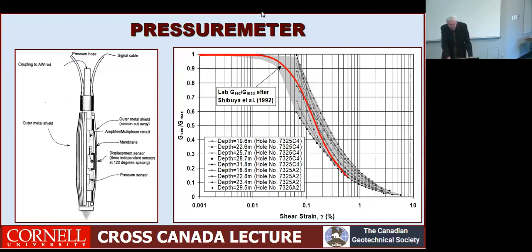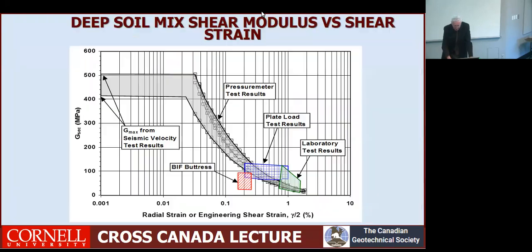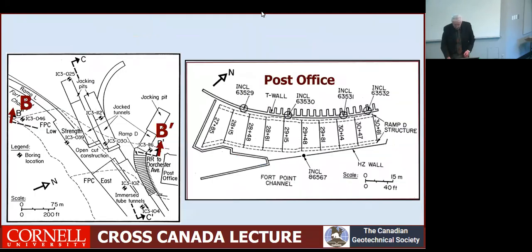And when you compare this with the G/Gmax curves established in the laboratory, if we convert the lower one, we get really good relationships. Here is our actual shear modulus degradation that we developed for Fort Point Channel relative to the plate load test, the laboratory tests, and the Bird Island Flats buttress measurements. There's really good agreement among them. There's some uncertainty, so we've given a range in here.